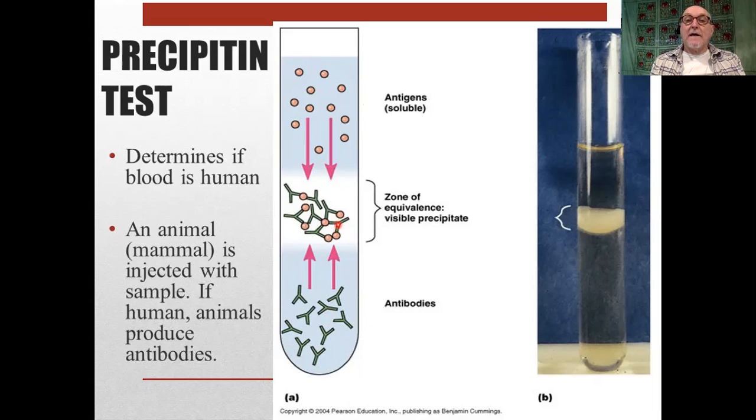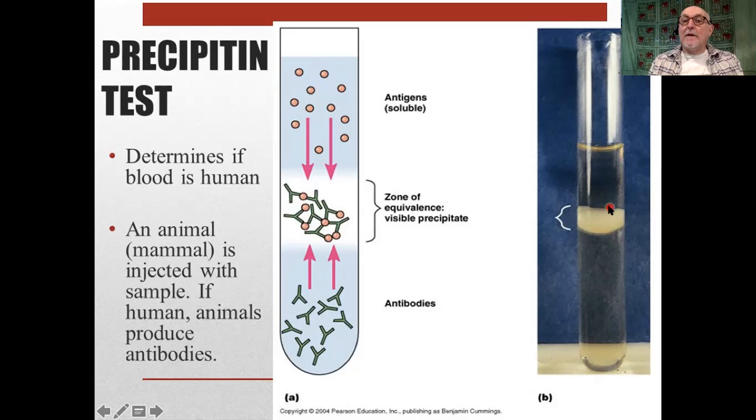If they react, they're going to agglutinate there. They're going to make a precipitate in this zone here. And here you can see it visible here. That's why it's called the precipitin test, because it precipitates out.